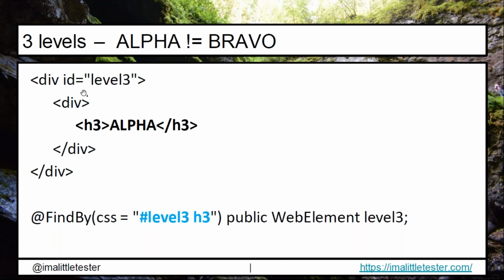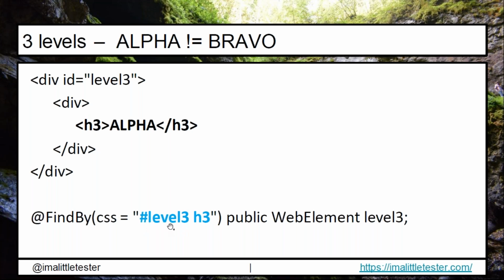Then, based on this ancestor of alpha, we will identify alpha by saying the first H3 encountered as a child of the element with ID level 3 is our element, and we will store it into a web element. So in this case, when we need to identify the selector, we will go from the lower level to an upper level. We will start looking at ancestors of the element we're interested in. When the selector is being parsed in our tests, it will be top-down.